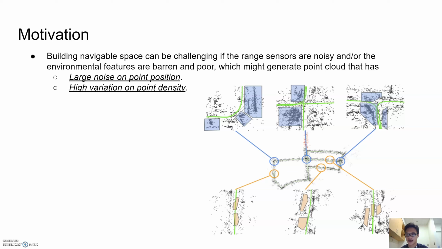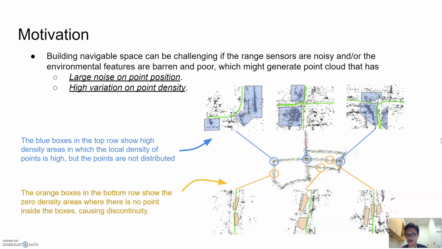Here, we show an example of an irregular point cloud obtained from a sparse visual line. One example of irregularity can be seen by comparing the blue boxes and orange boxes, where different densities of point cloud are presented.